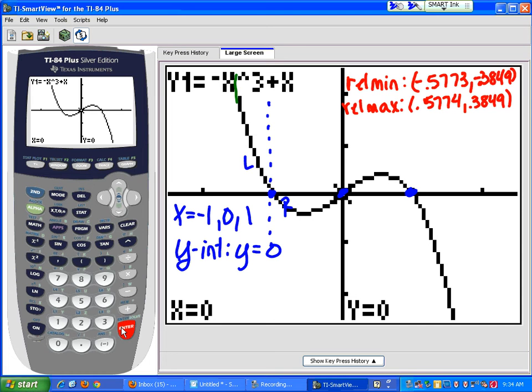So that's what your homework's going to be like, those intervals where you're increasing, decreasing. So again, it's important that you find the maximum and the minimum point on your calculator. And then your x-intercepts you can define with your calculator, so it's your y-intercept.